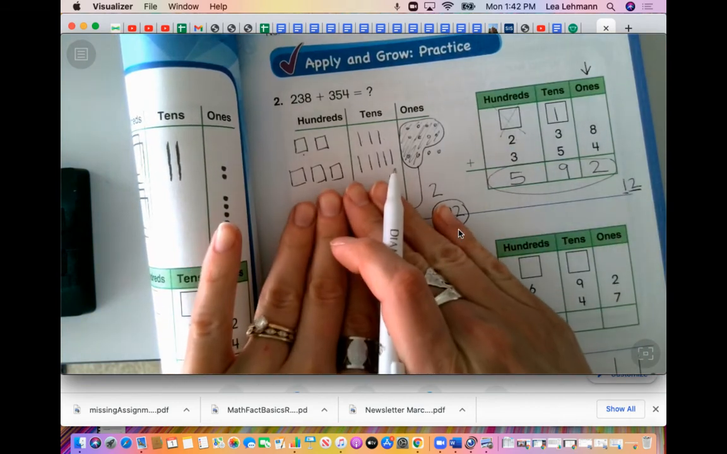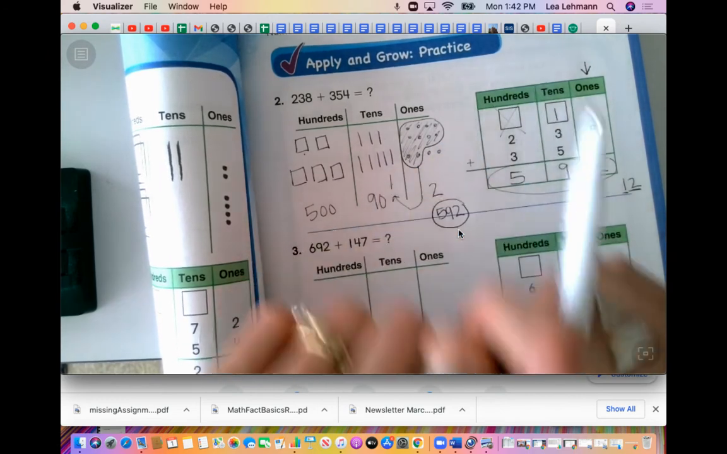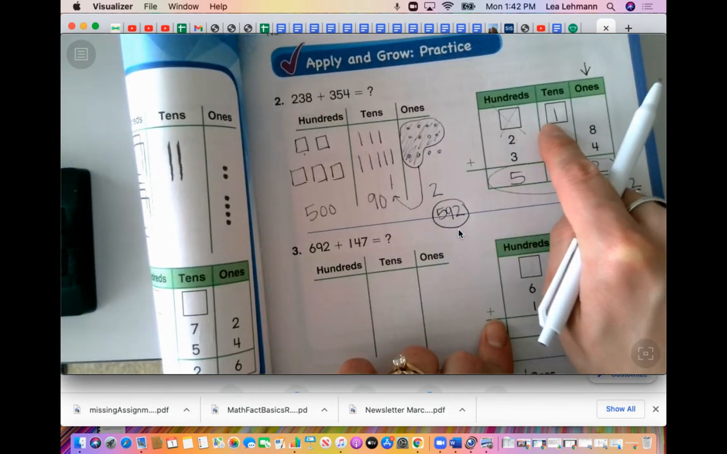Because if I see here in this picture, did I do any regrouping? No. But did I regroup over here? Yes, which is why I used that box only.